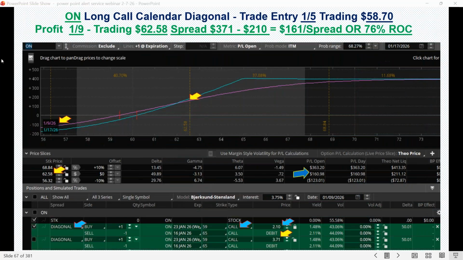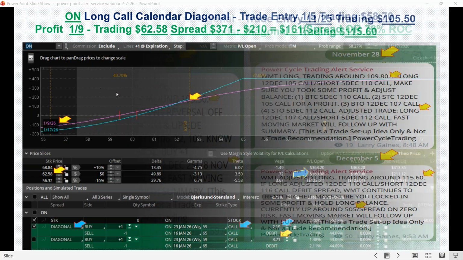The original trade setup was the 23 Jan 59 call long, short the 16 Feb 65, at 210. And now the trade was up, trading at 371 on that spread, so it was up $161, or a 76% return. That was on the 9th, and that was that.